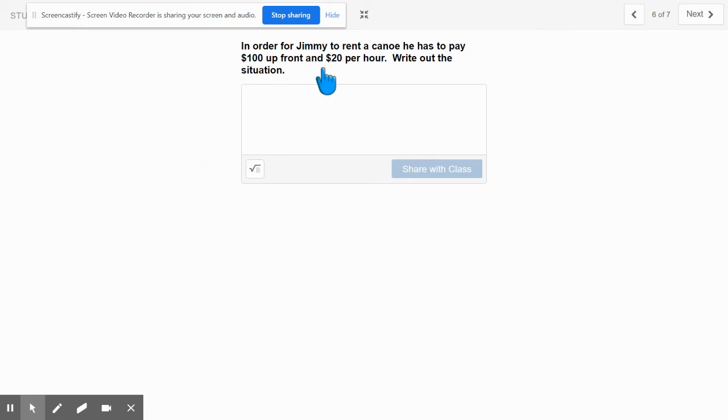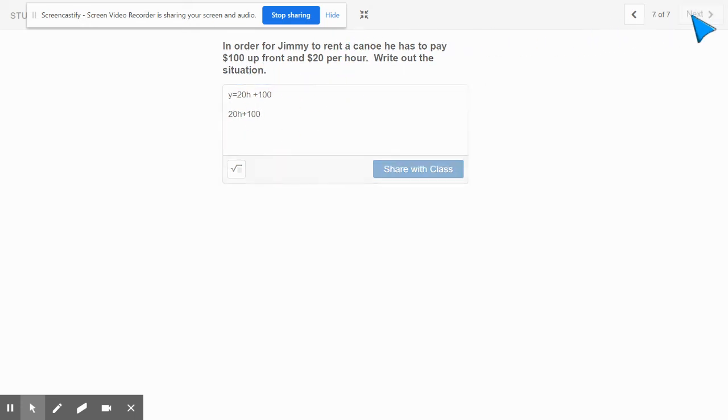Next one. In order for Jimmy to rent a canoe, he has to pay $100 up front, interesting, and $20 per hour. Per hour. This is the change. If you were graphing this, this would be the slope. So you could write it out like this: 20h plus 100 would make sense. But in the way this problem is going to work, you don't need to put the y. You're going to see in a second on the next problem that all I need to see is that you understand how to set up your change, where the variable is going to go, and your constant. What's the variable in the problem? What's the constant? Okay.